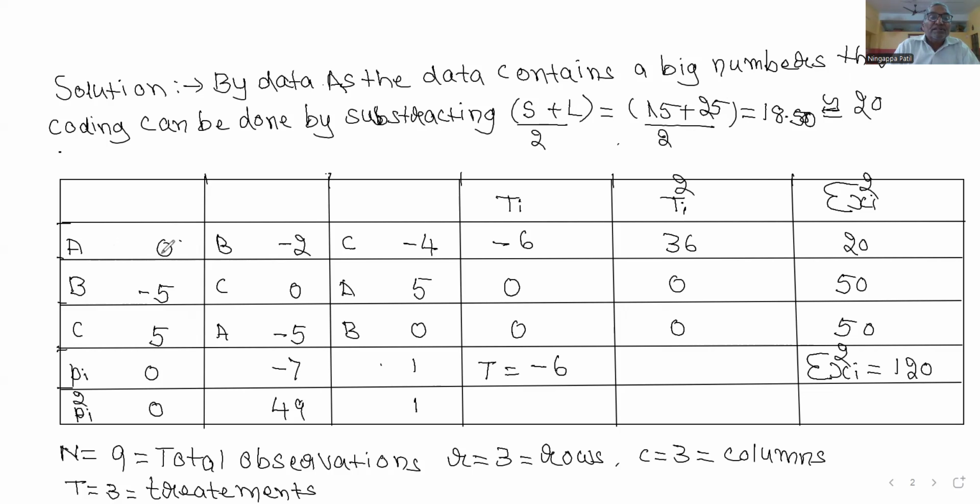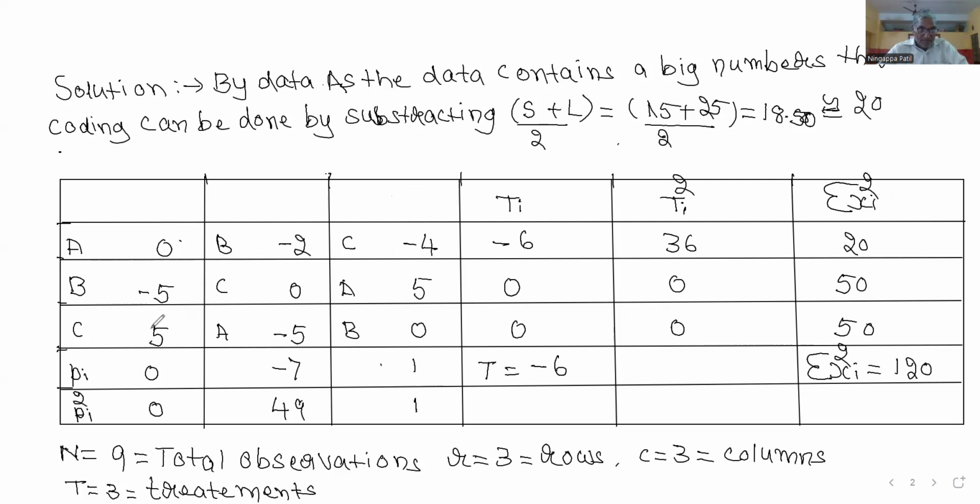Look here, 20 minus 20, 18 minus 20. Like this, you get all the observations here. Next column is Ti and next is Ti square. The square of Ti is Ti square, and then the summation of Xi square. Look here, suppose these are 1, 2, 3: 1 square plus 2 square plus the third reading square is the summation of Xi square.